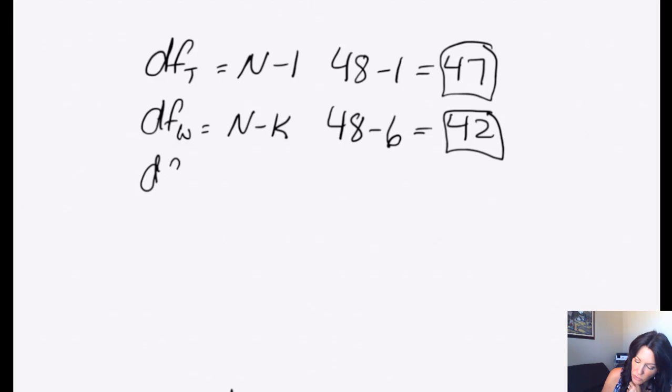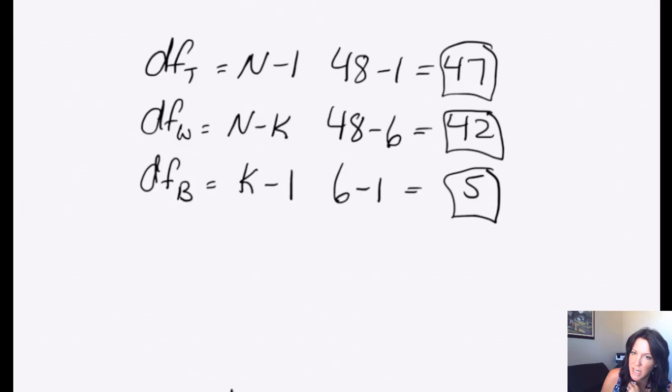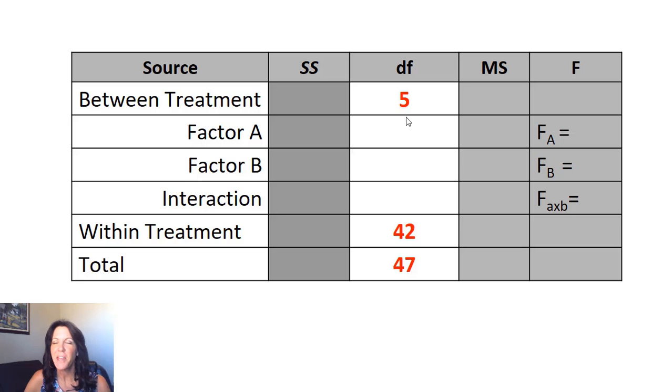Finally, our degrees of freedom between are going to be equal to k minus 1. We had 6 treatment conditions minus 1, which gives us a degrees of freedom of 5. So let's take a look at this on the grid. And here I've added in the degrees of freedom between, within, and total.